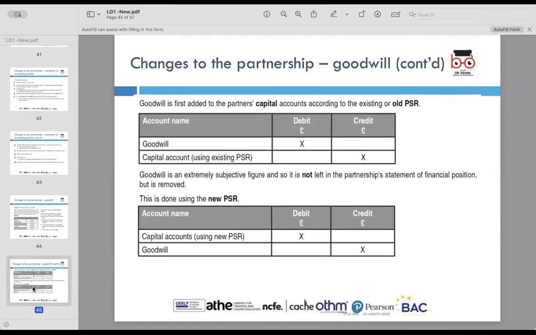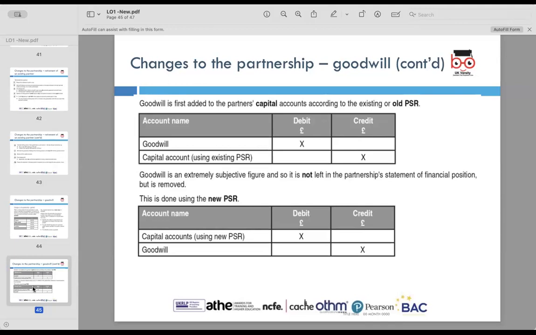Changes to the partnership: goodwill, again. Goodwill, being a subjective and intangible asset, plays a critical role in partnership adjustments where changes occur, such as the retirement of a partner or admission of a new partner. Goodwill must be accounted for in a way that reflects its impact on the partnership's financial position.